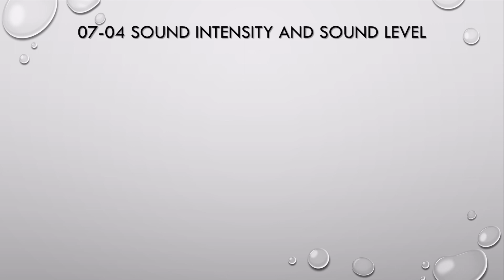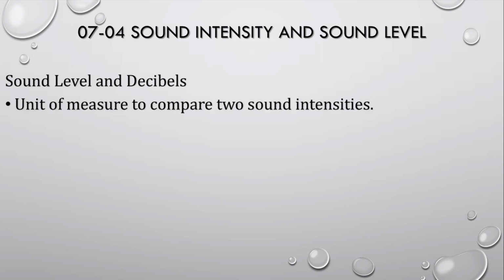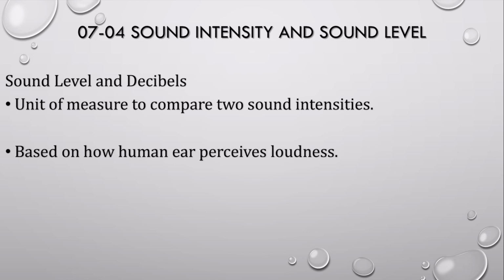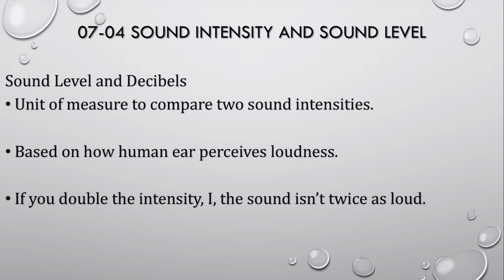Well, how loud a sound is, is related to the intensity. So we talk about sound level in decibels, and decibels is the unit of measure to compare two sound intensities, and it's based on how the human ear perceives loudness. Because it turns out if you double the intensity, the sound doesn't sound twice as loud. In fact, it uses a logarithmic scale.